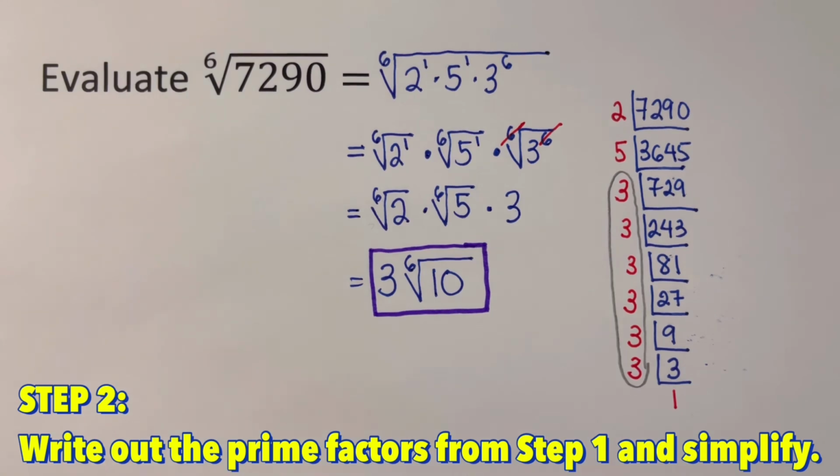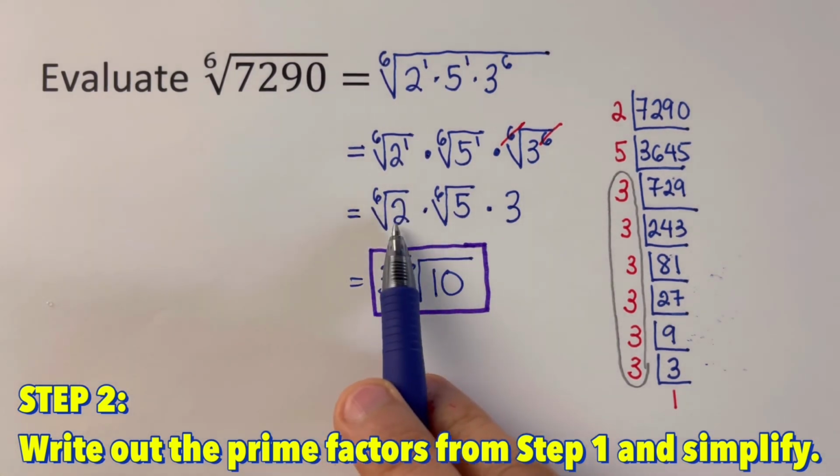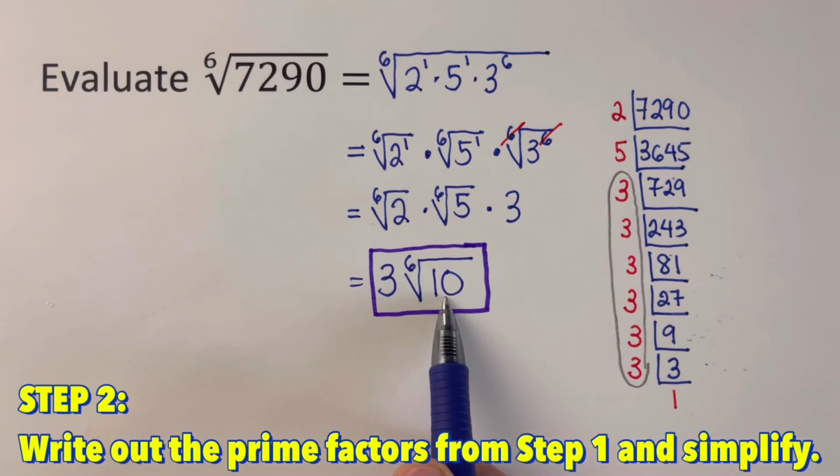Now, please remember, if these two indices that we have here are not the same, we can't multiply them. But since they are the same, we multiply the radicands together and that comes out to 10. Did you get the same answer as this?